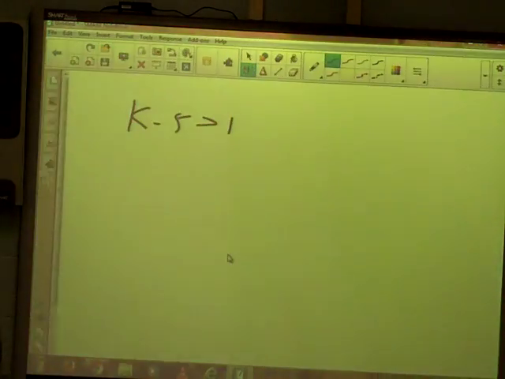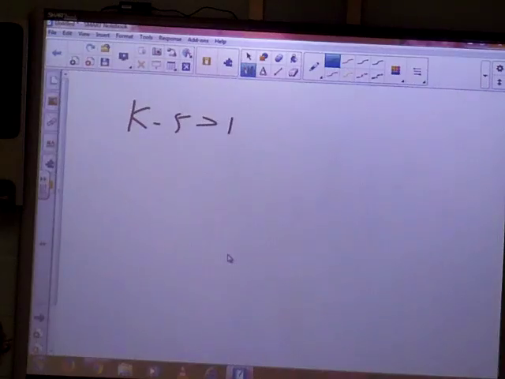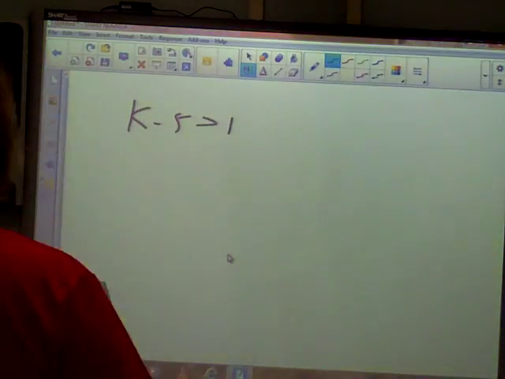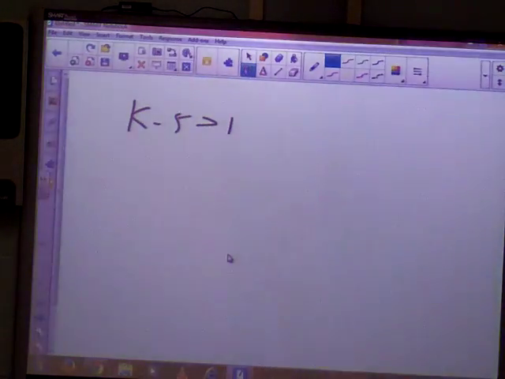Okay? The directions say solve and graph. Now, when we have directions that say graph, if you only have one variable, it's a number line. You don't get into an XY graph until you have two variables, an X and a Y, or some other combination of two. This one variable, we'll just be graphing on a number line. So k minus 5 is greater than 1.